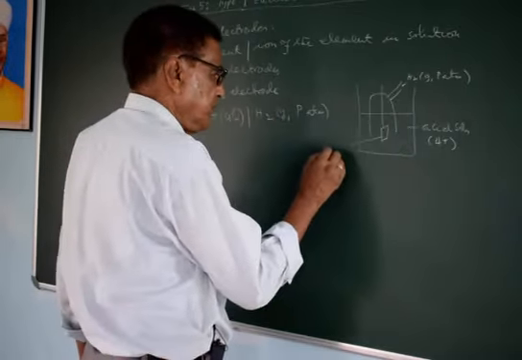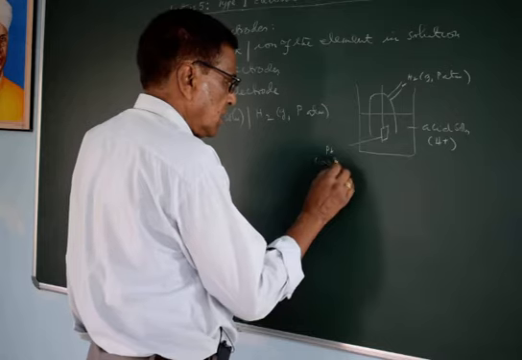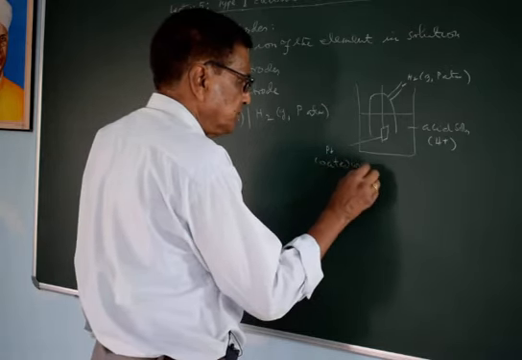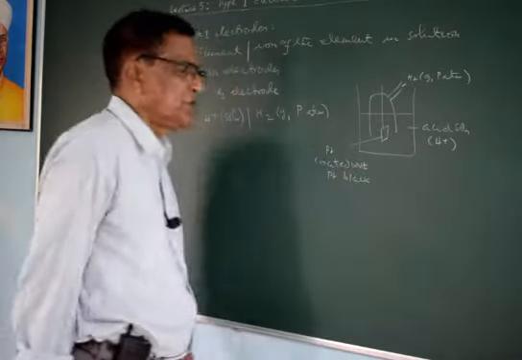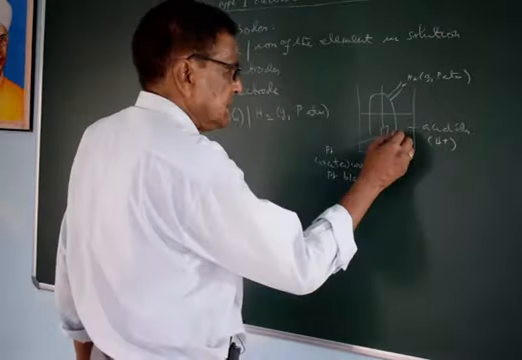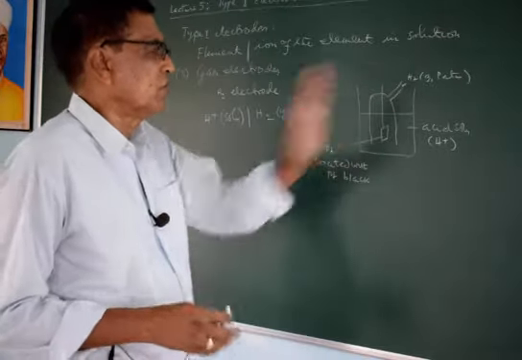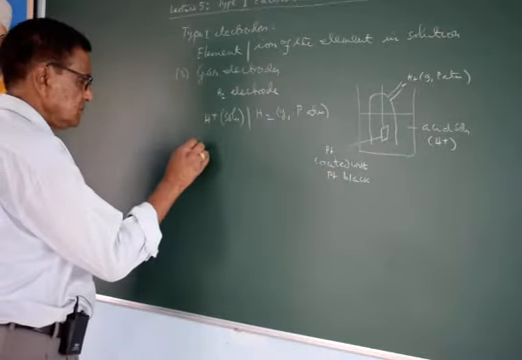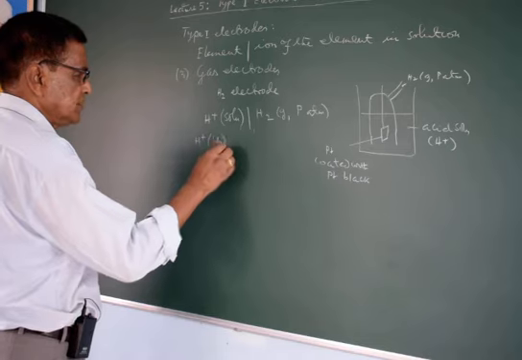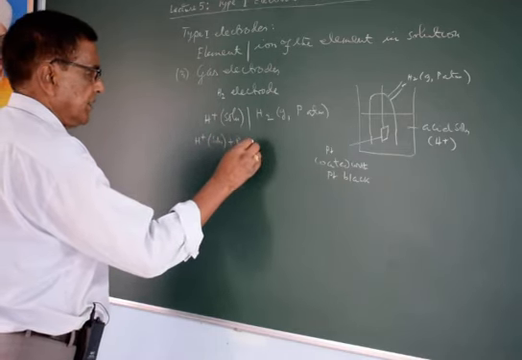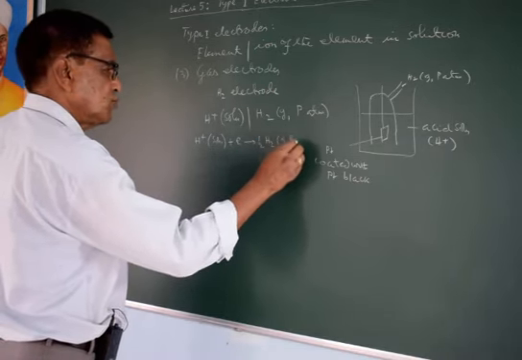This is the platinum coated with platinum black, so that it will give more surface area. And this catalyst accelerates the electrode process. The reaction is H+ in solution plus electron giving half H2 gas at P atmosphere.